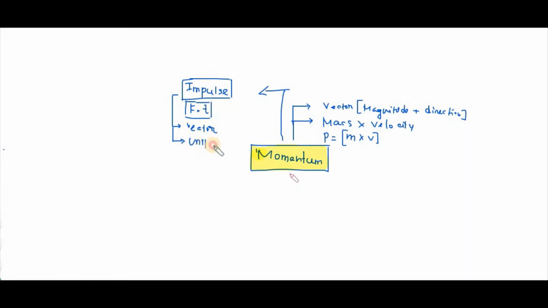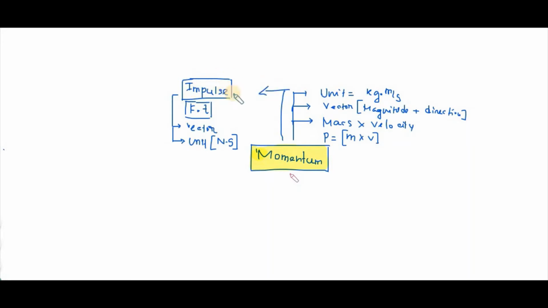The unit of impulse is Newton second, and the unit of momentum: unit of mass is kg and unit of velocity is meter per second, so it is kg meter per second.